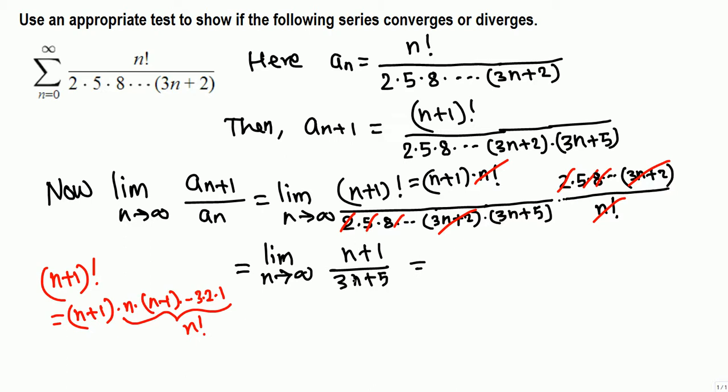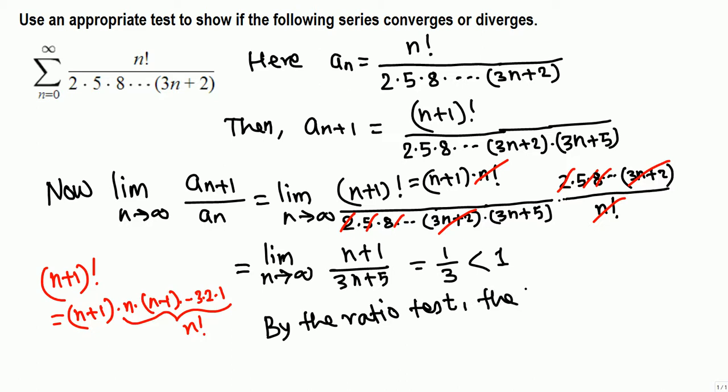N plus 1 is degree 1, 3n plus 5 is degree 1, so the leading coefficients ratio is 1/3. This limit is 1/3, which is less than 1. Then by the ratio test, the given series converges. In fact, it converges absolutely, but since we have all positive terms, just converges is enough.